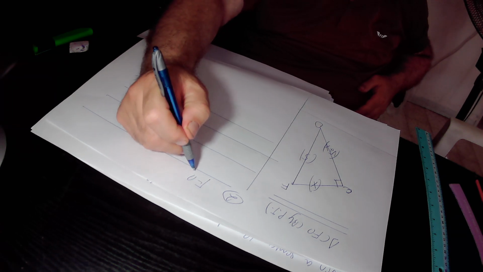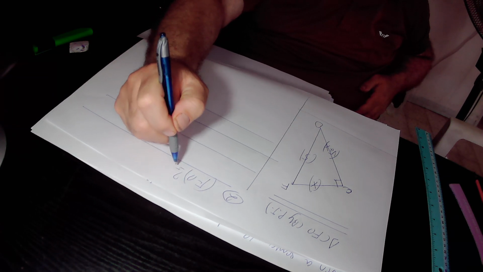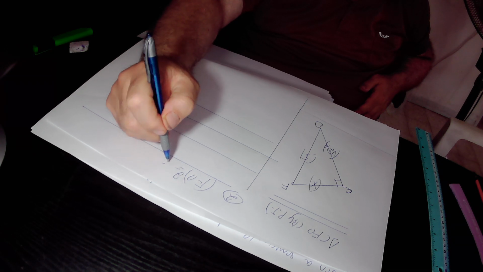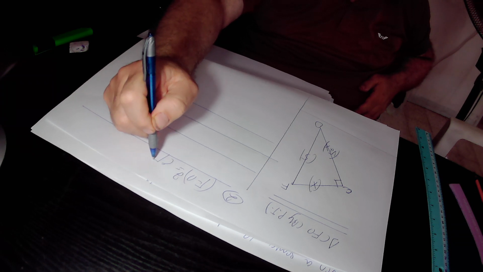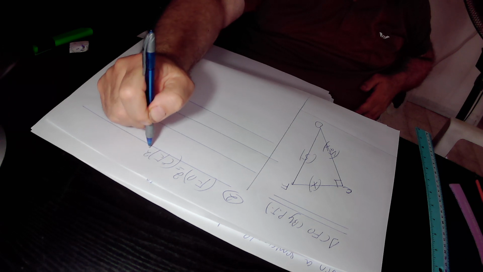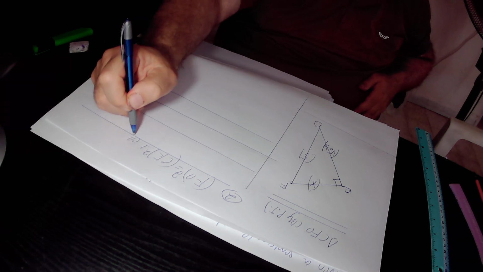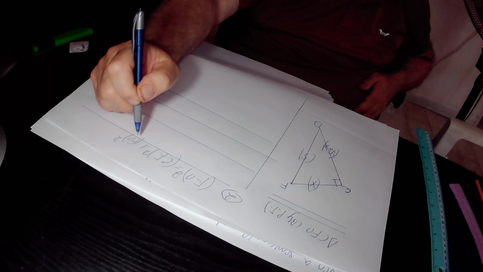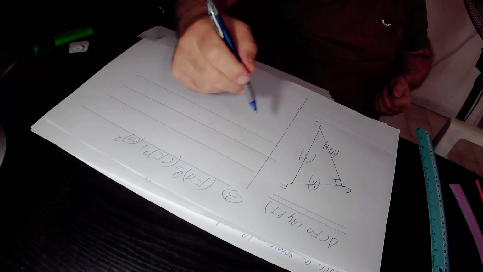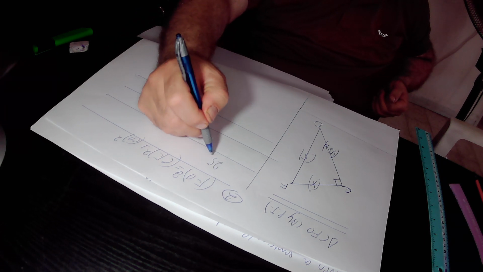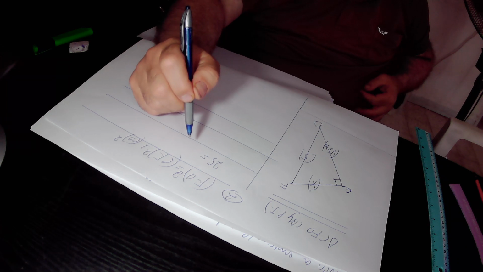FO squared equals CF squared plus CO squared. FO is 5, therefore FO squared is 5 squared, that is 25, and it equals CF squared.